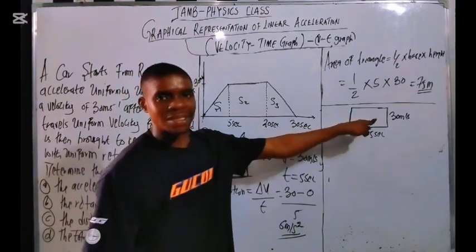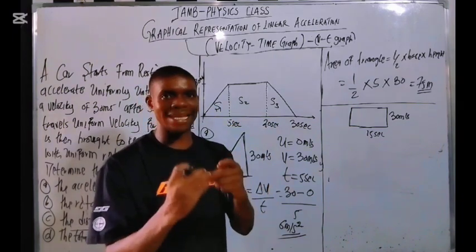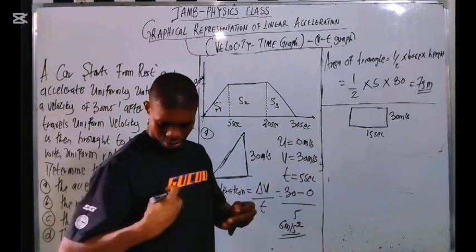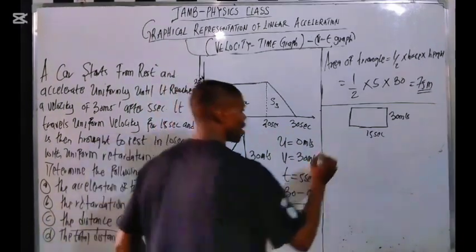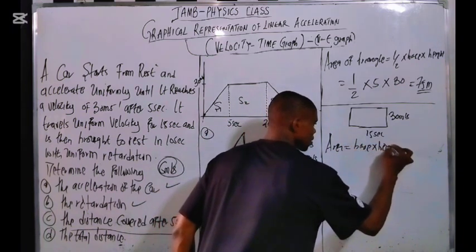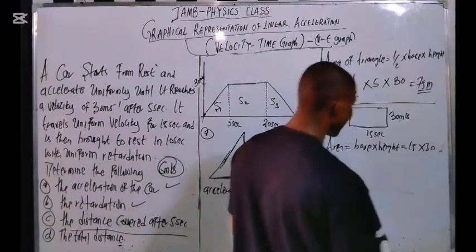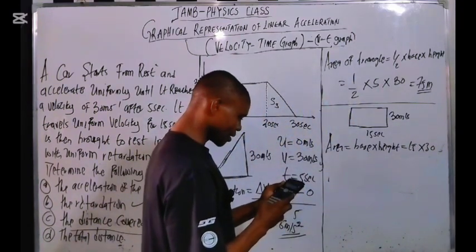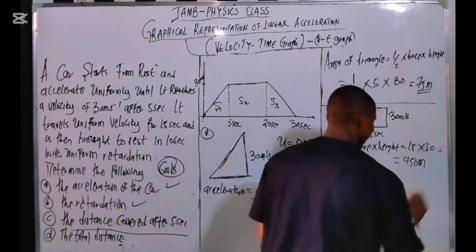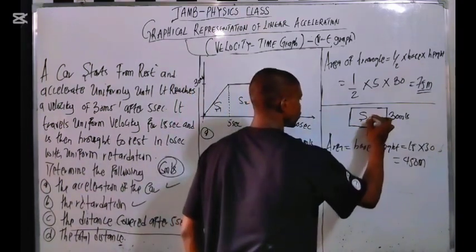So the distance you cover here is the area of the rectangle, right? The area of a rectangle is base times height, which is going to be 15 times 30. 15 times 30 gives 450 meters. That is my x2.